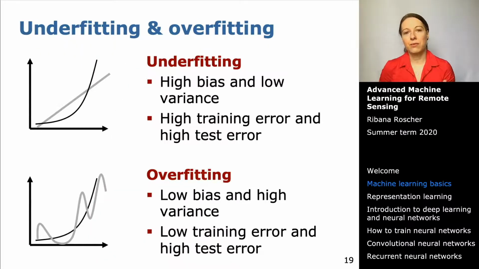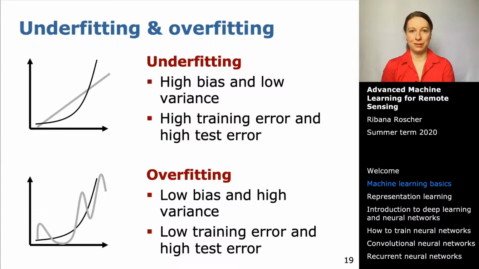And in connection with bias and variance are underfitting and overfitting. This is a behavior which you do not want to have. On the top, you see underfitting. So your model is too simple and does not fit the data. In this case, you have a high bias and low variance. This is easy to detect because you will get a high training error and a high test error. So already during the model estimation, you will see that your model is too simple.